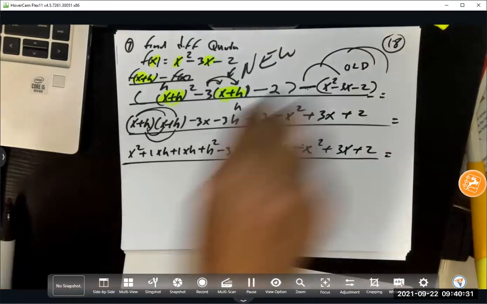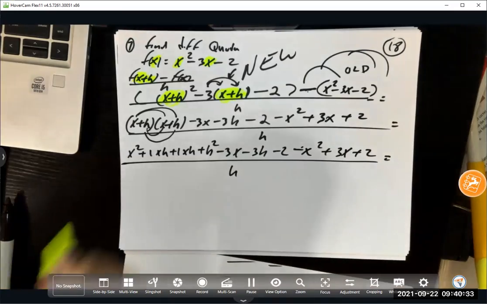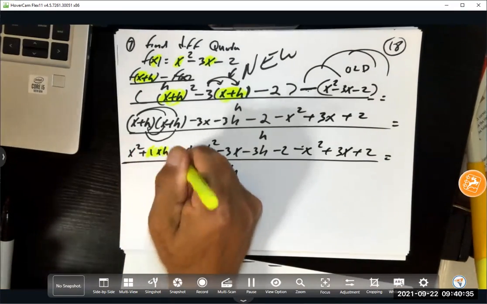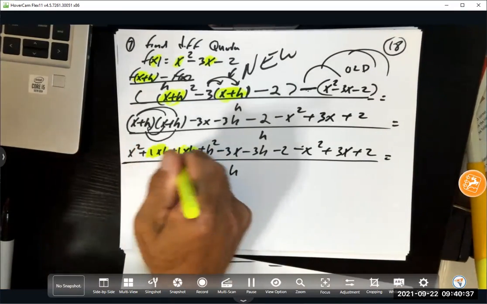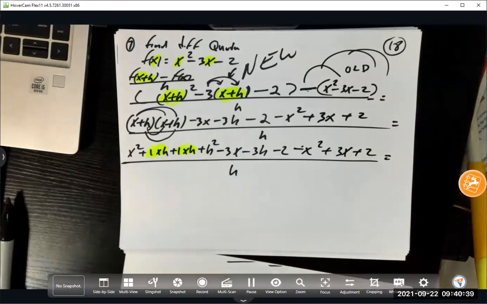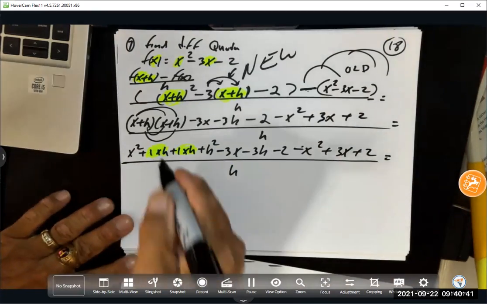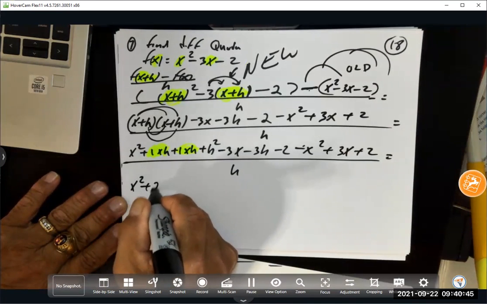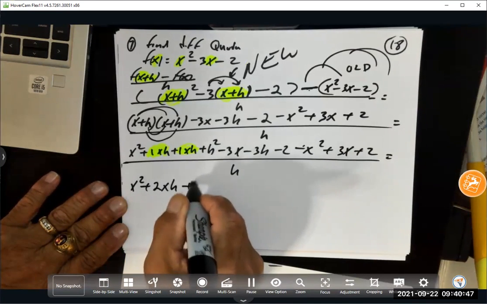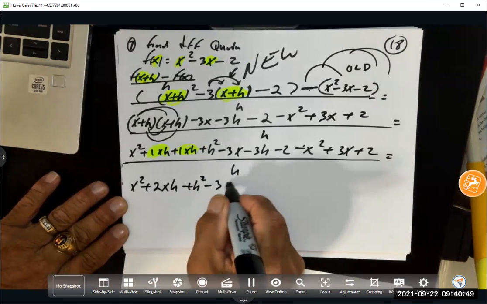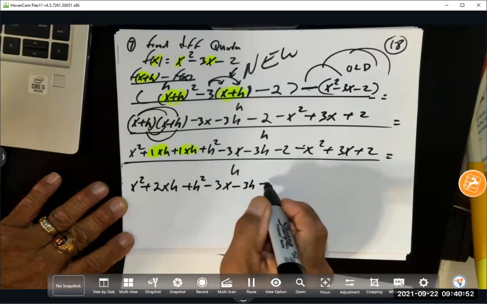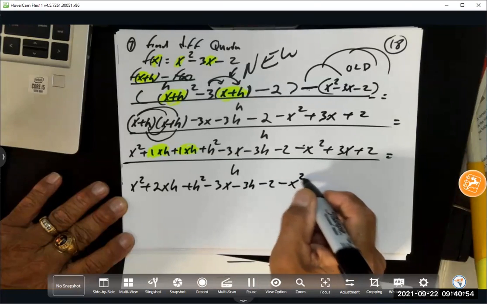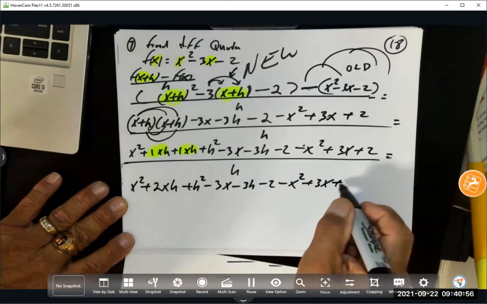And I told you earlier that, like the bears, if you have one bear plus another bear, 1 and 1 is how many? 2. So this right here is going to be x squared plus 2xh plus h squared minus 3x minus 3h minus 2, and everything else I'm just going to copy down.